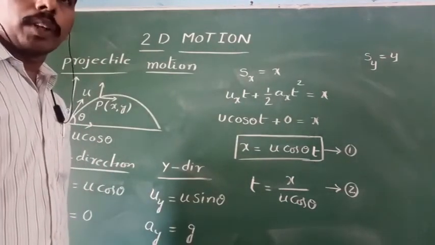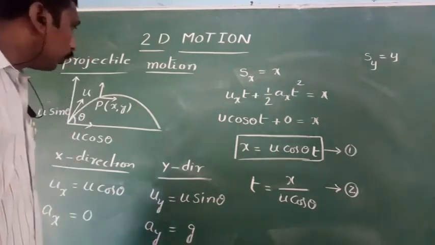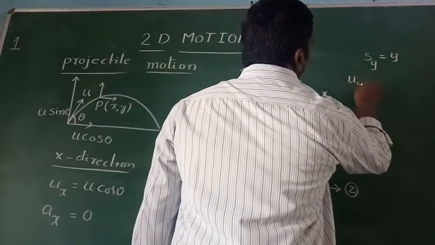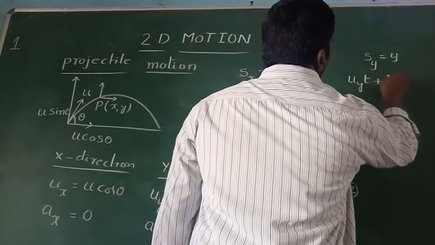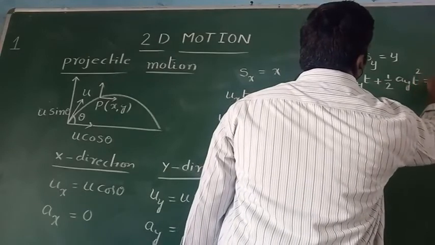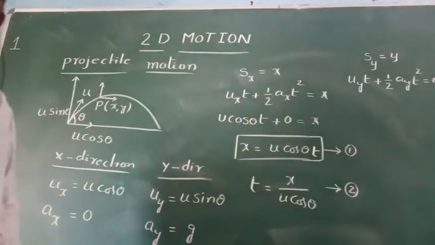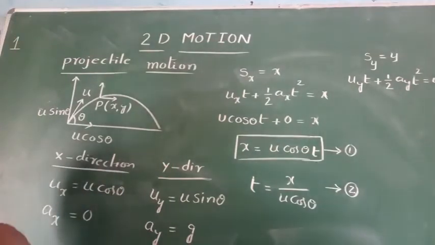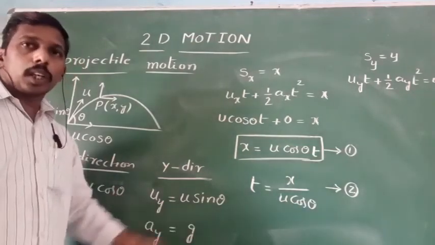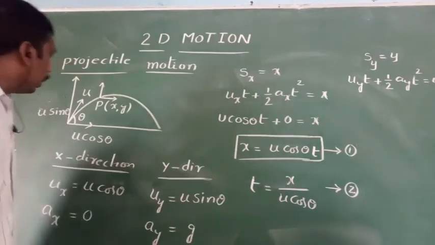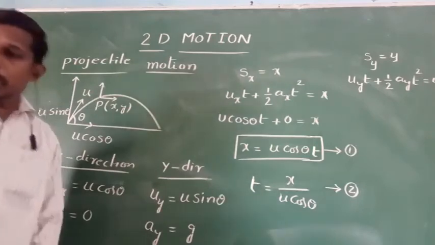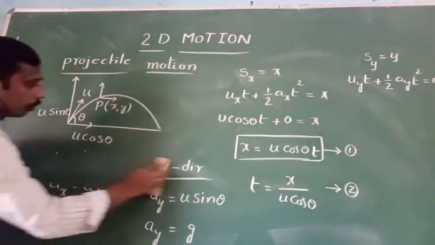Sy is equal to uy into t plus half ay into t square, that is equal to y. Here uy, the initial velocity along the vertical direction, is equal to u sin theta. Substitute there, and here initially the body is going in the vertical upward direction, that's why you take a is equal to minus g.